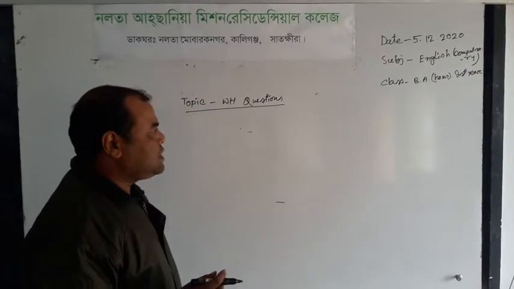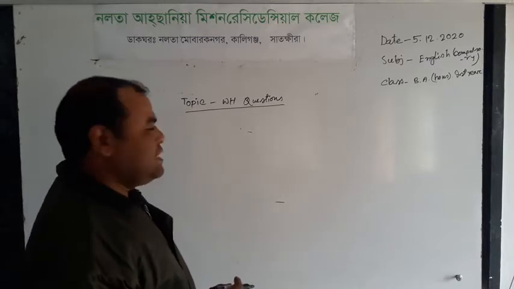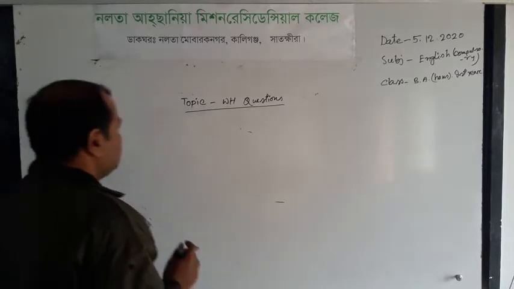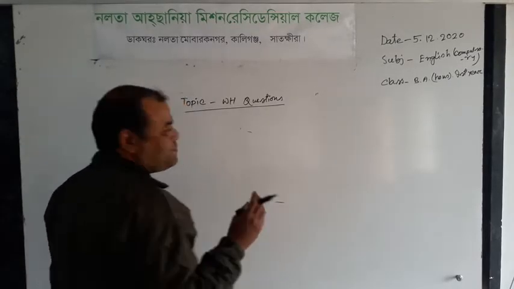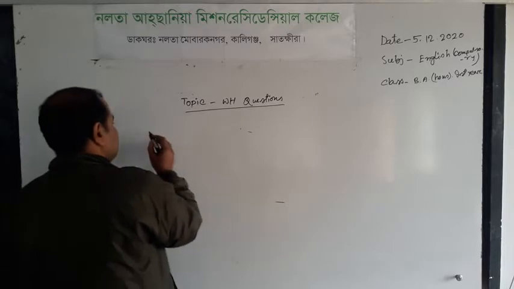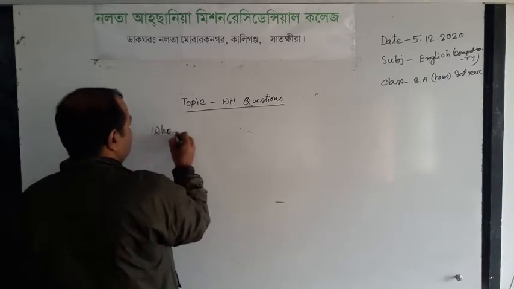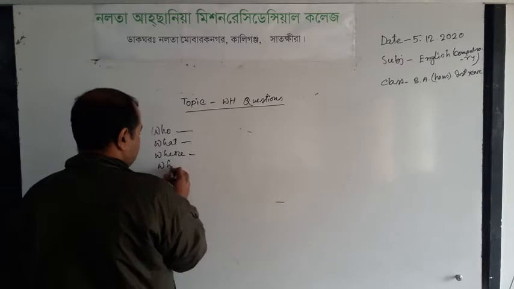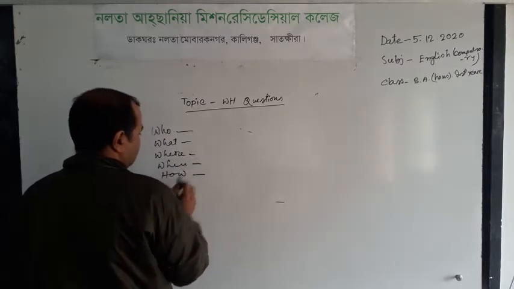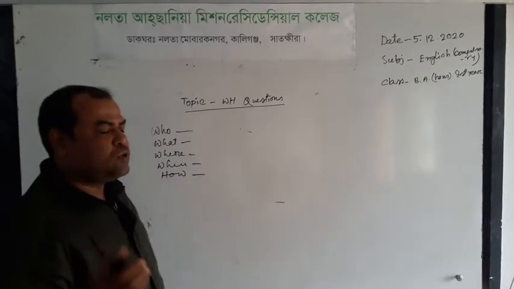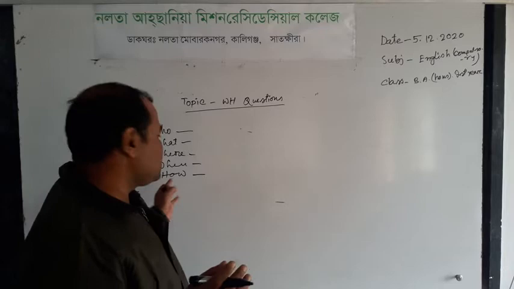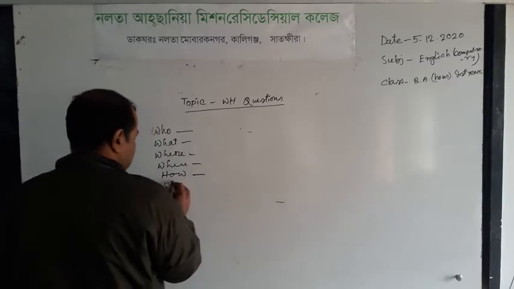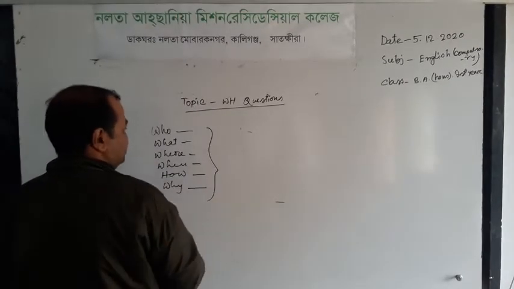Today I will take the Honors first year class, and today's topic will be WH questions. How to do WH questions? To do WH questions, at first you have to keep in mind several WH words such as who, what, where, when, how, etc. And there may be several WH words such as how long, how fast, etc. But why? These are the fundamental WH words you have to keep in mind.